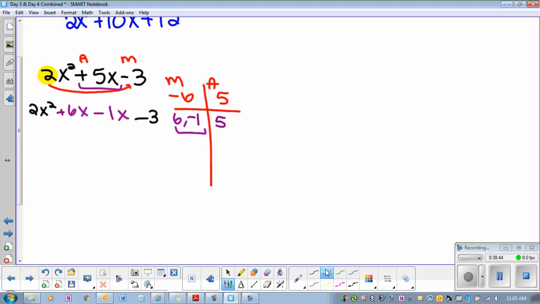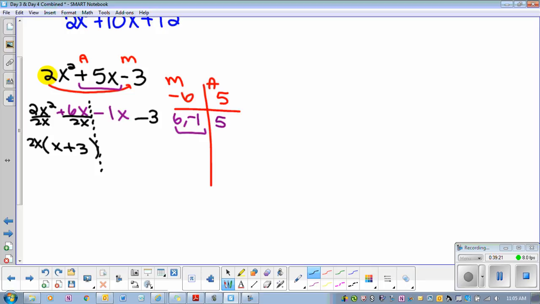But now when you have 4 terms, how do you factor this? You split it in half. And then you need to find the GCF of the left-hand side, find the GCF of the right-hand side, and we have to make sure that our parentheses match. So on the left-hand side, we have 2x, x plus 3.